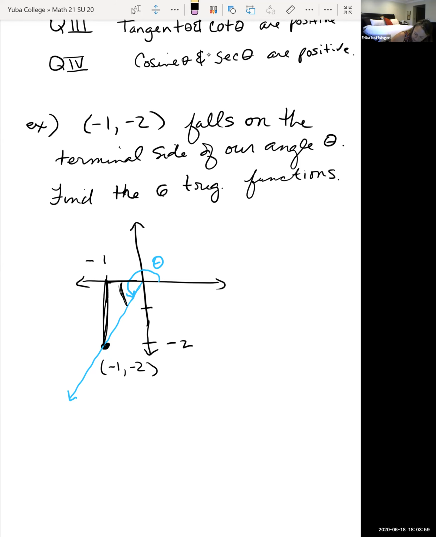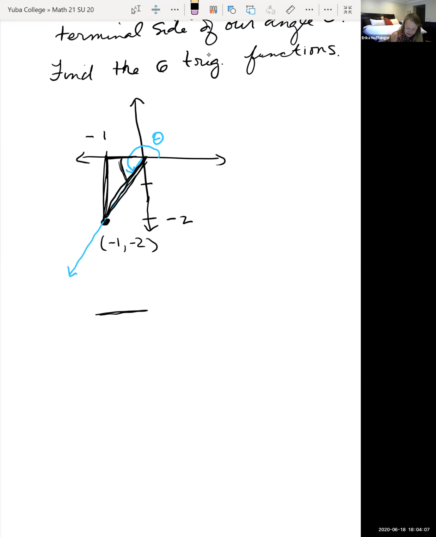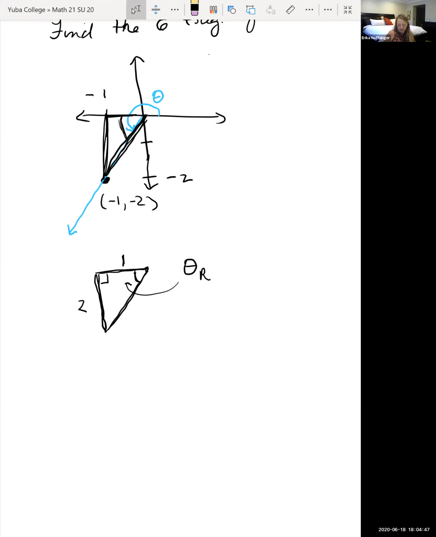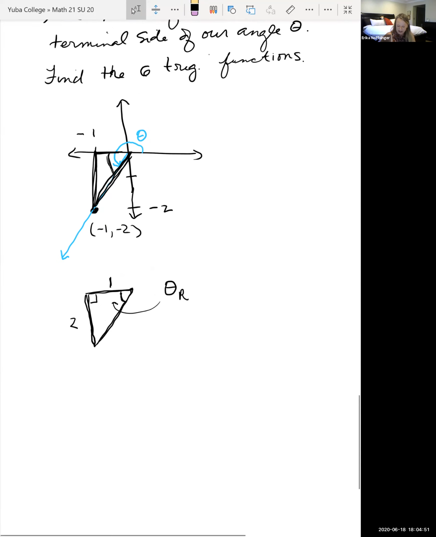So I'm making this triangle up. And we actually now know sides of our triangle, right? Because we know that this length in here from the origin to -1 is 1. We know the length from here down is 2. And it's a right triangle because we made it a right triangle. And so let's call this right here theta sub r. So we want to find our six trigonometric functions, and for theta sub r, those trigonometric functions are going to be the same as that of theta.